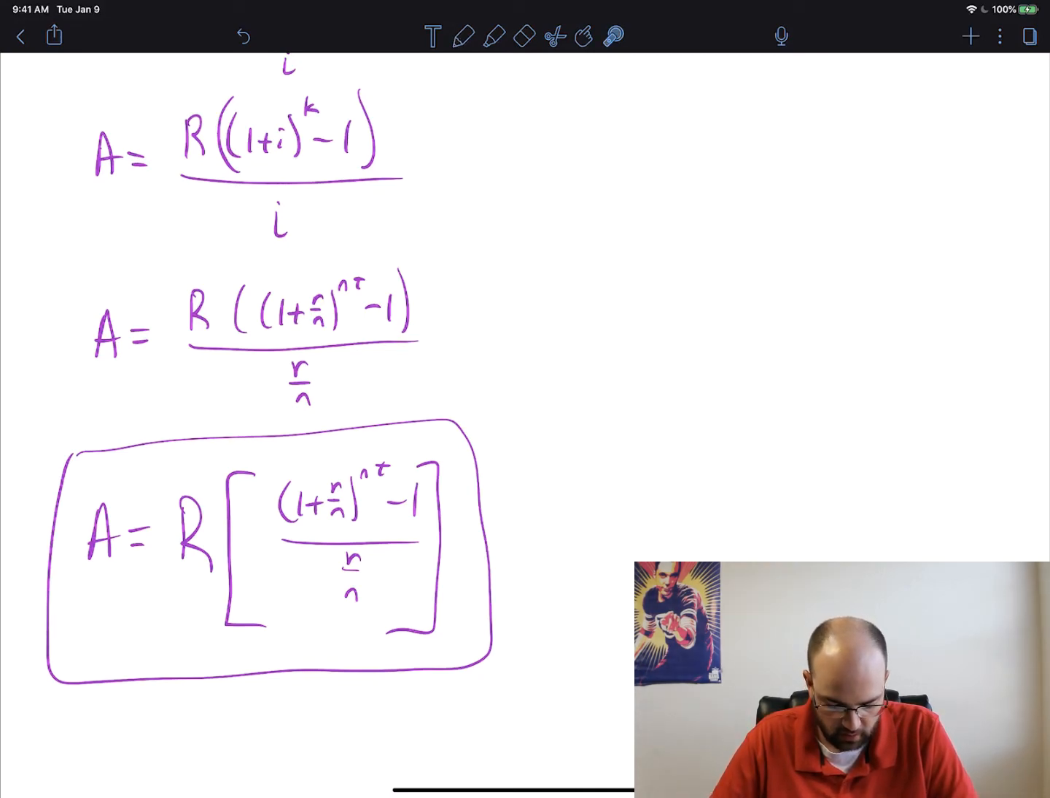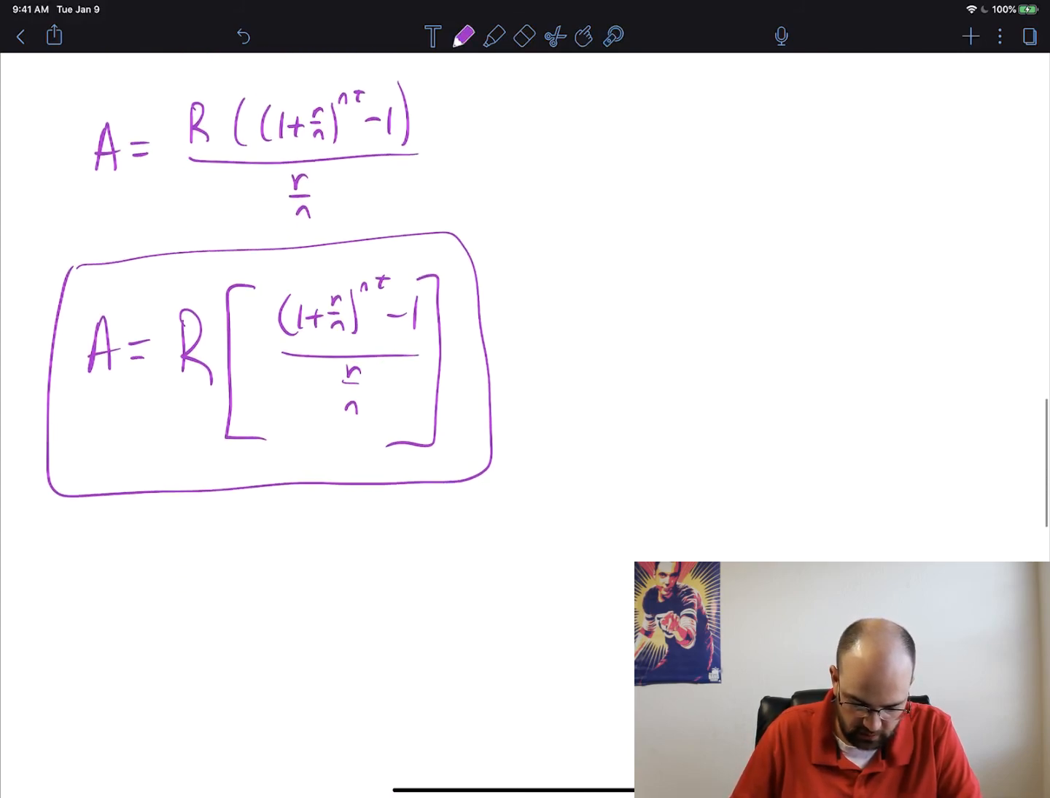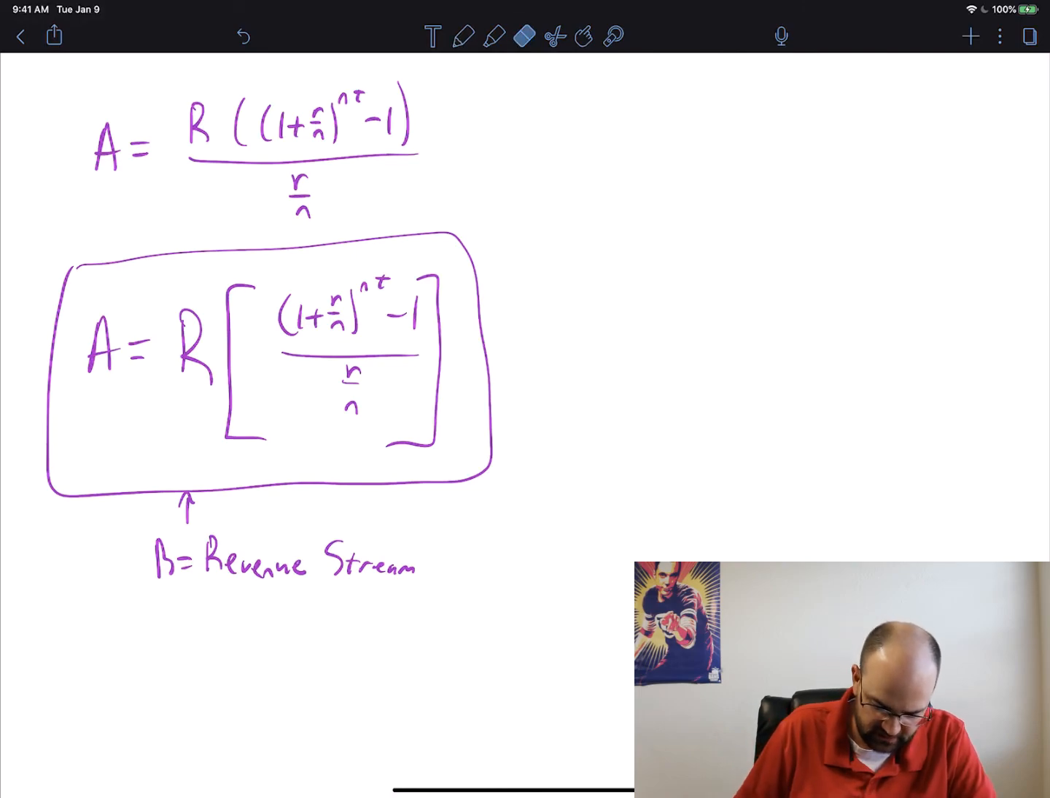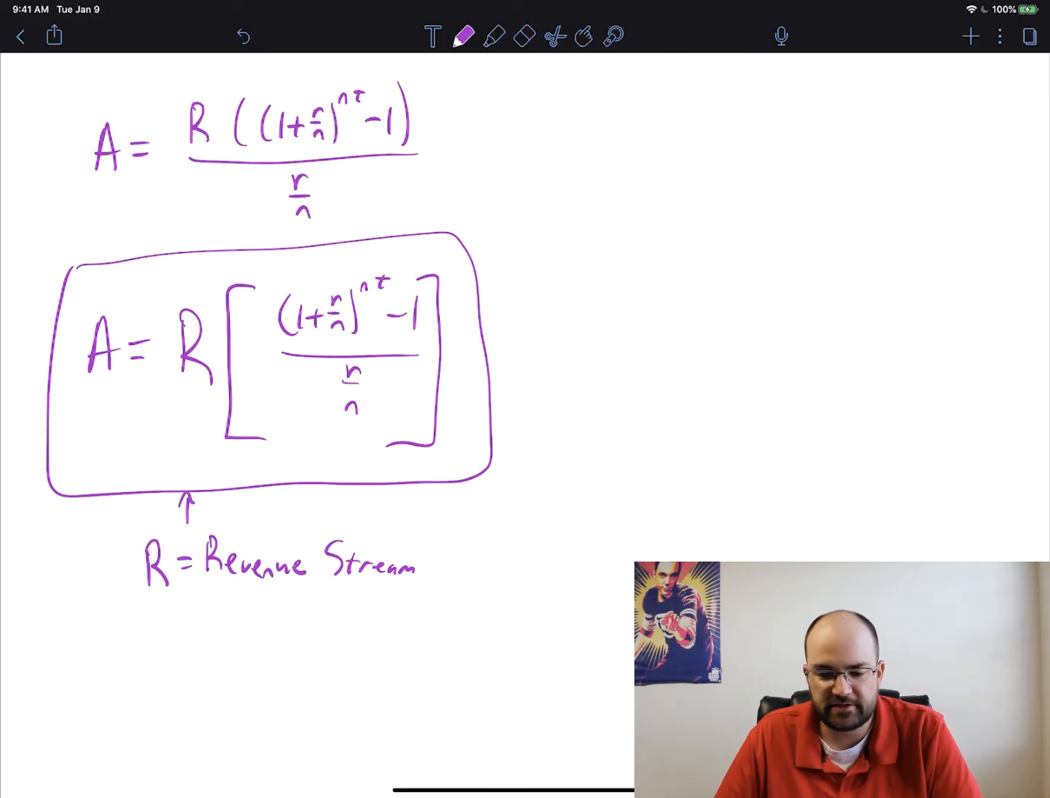Okay, so this R here is what I'm going to call the revenue stream, just so that it begins with an R. And the reason that I'm calling it that is because you're making payments over time. So someone is receiving that money over time, and it's multiple payments over time, right? So it's a stream of money that you're giving someone. Or you can be receiving that as well.